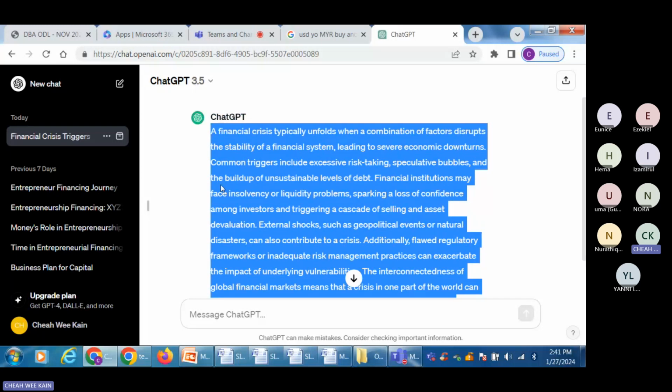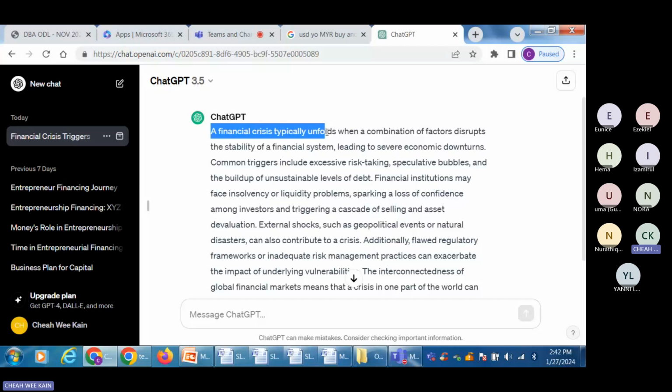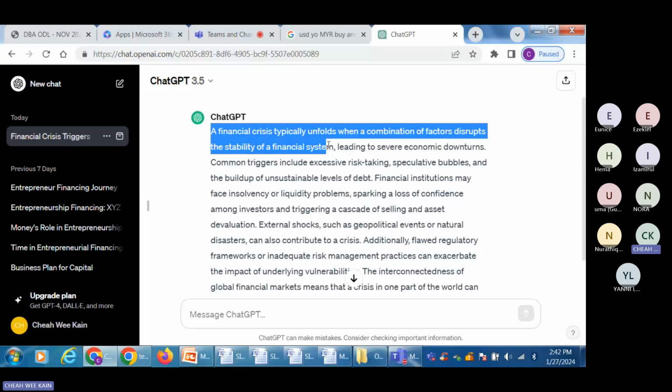Okay, that's good. So, a financial crisis typically unfolds when a combination of factors disrupt the stability of the financial system. Now, the question is, what is a financial system? A financial system is basically a system when we're talking about money. Any system that's talking about money is a financial system. For example, the banking system and the insurance system are financial systems.